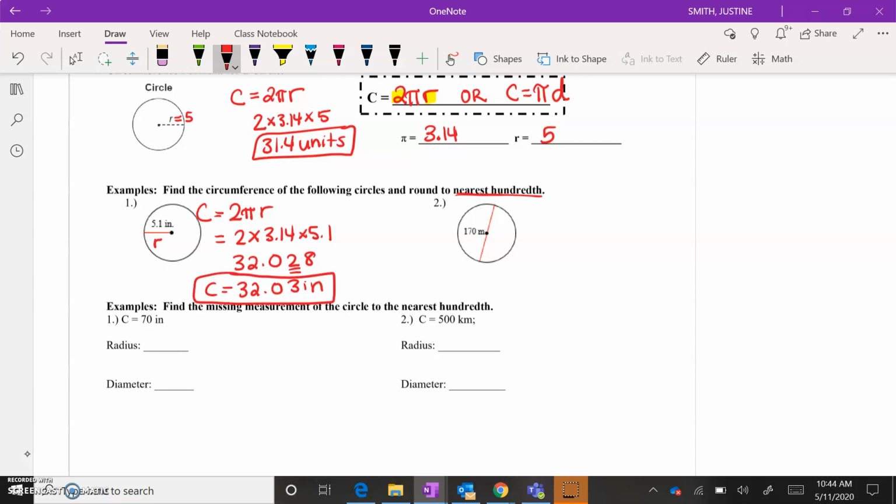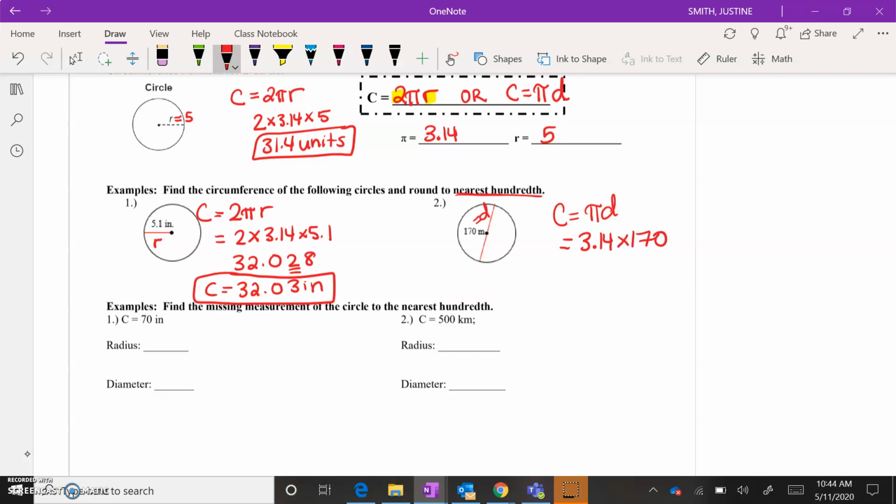Okay, and for number 2, here they're giving me the diameter. So now I'm going to use my formula, pi times diameter. You could use whatever formula you want, but if they give you the diameter and you use 2 times pi times the radius, you're going to have to divide the 170 by 2 to get the radius. And then in the formula, you're actually multiplying it by 2, so you're kind of just undoing what you've already done. So it makes more sense just to use pi times the diameter.